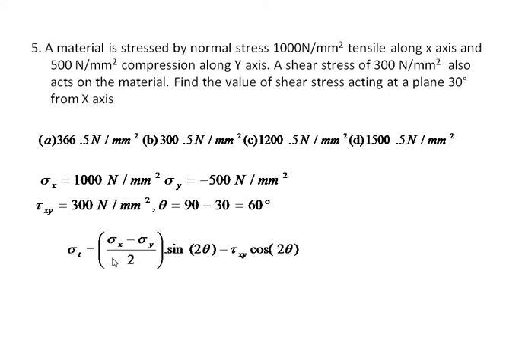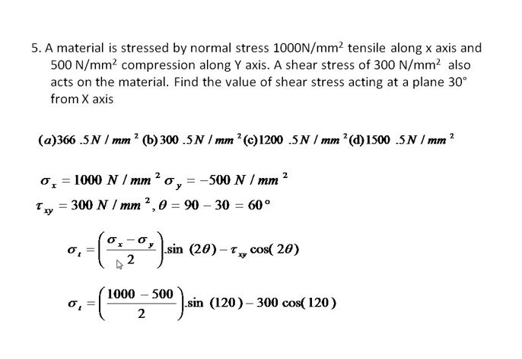Now the simple equation is sigma t is equal to (sigma x minus sigma y) by 2 sin 2 theta minus tau xy cos 2 theta. You can directly substitute the values in the corresponding places, and you can get the answer as 366.5 Newton per mm square. So the correct option is option A, 366.5 Newton per mm square.